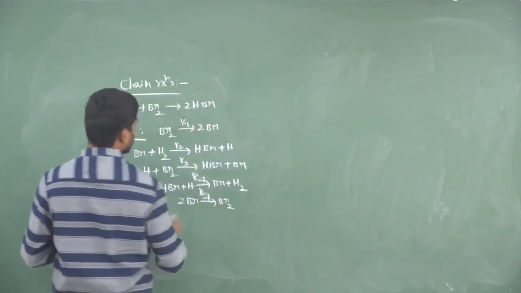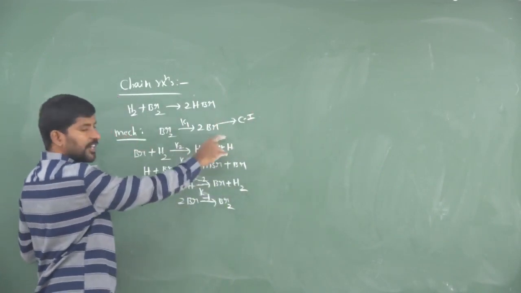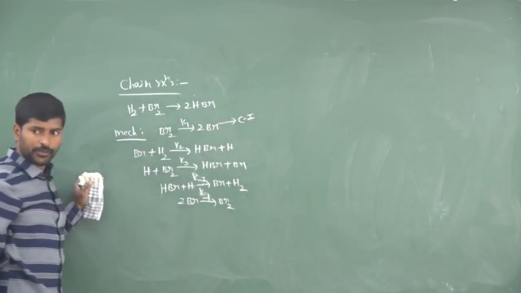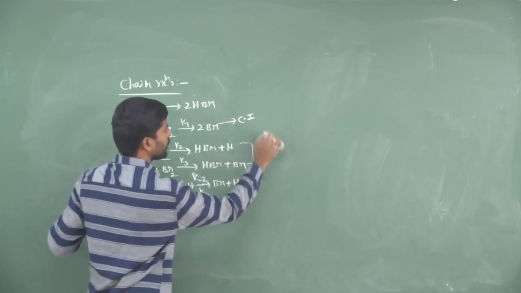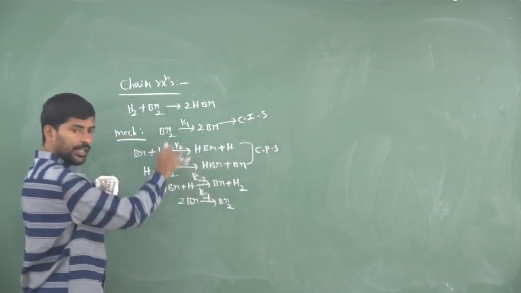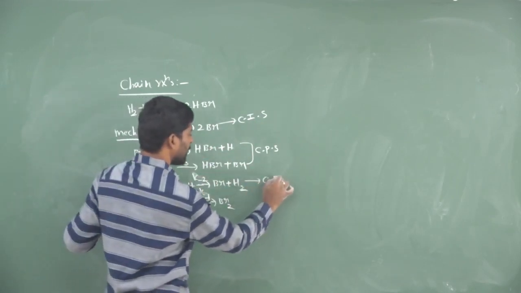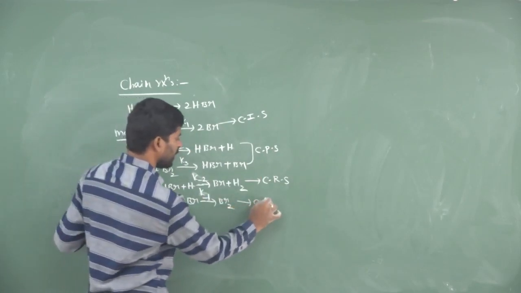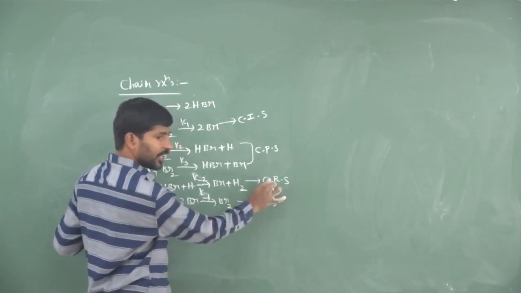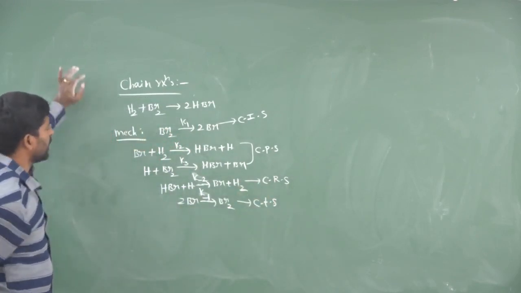What is the first step? Chain initiation step. Here chain initiator is produced, that is bromine radical is produced. And what are these two steps? Chain propagation steps. These two steps take place repeatedly in a cyclic manner. And this is called what? Chain retardation step, chain inhibition step. And this is called what? Chain termination step. And last one, chain termination step.